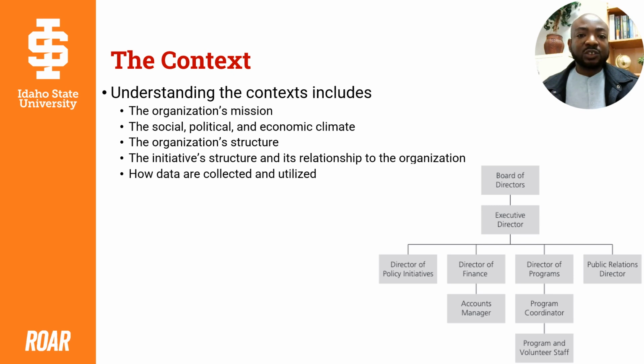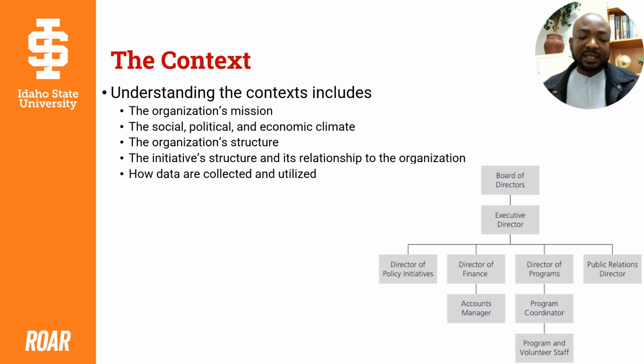In order to understand an organization's structure, the evaluation team can create an organizational chart showing lines of authority, as shown in the example on display. The figure represents the structure of a non-profit organization that is overseen by a board of directors. The organization with 35 staff members has 5 funded initiatives. The executive director supervises 4 directors, one each for policy initiatives, finance, programs, and public relations. The Office of the Director of Finance has an accounts manager, and the program coordinator reports directly to the Director of Programs. The program and volunteer staff are supervised by the program coordinator.